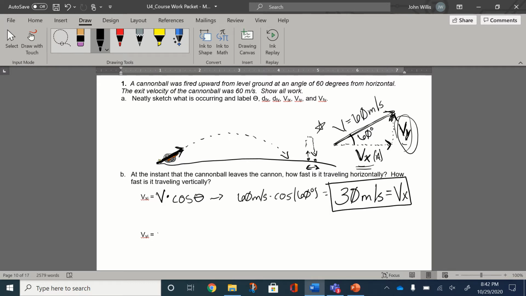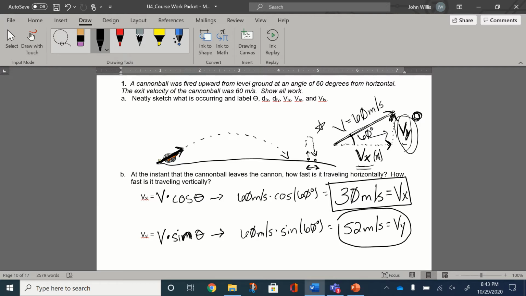Now your vertical velocity is going to be the exact same equation with one small but very important distinction. And that is that we're not using cosine, we're using sine, because Vy is on the opposite side of that triangle from my 60-degree angle. So we have to use sine instead. So in this particular case, it is the exact same setup. We have 60 meters per second multiplied by the sine of 60 degrees. And that is going to be equal to approximately 52 meters per second. I think it was actually 51.96. But being the monster that I am, I'm just going to round it.